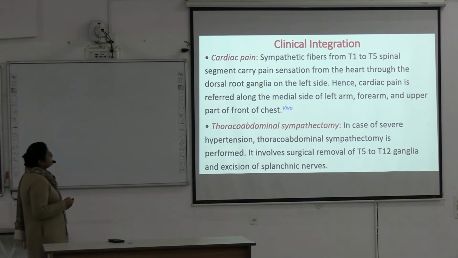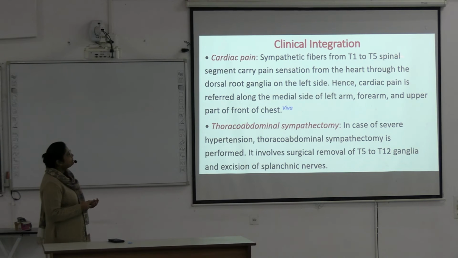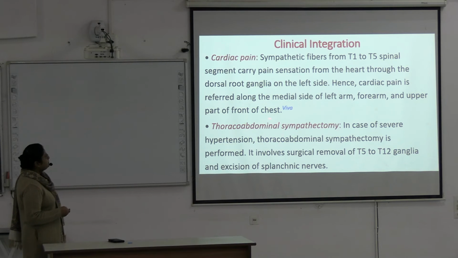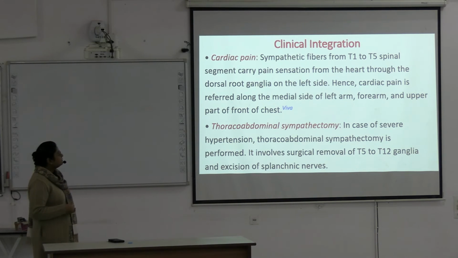For cardiac pain, sympathetic fibers from T1 to T5 spinal segments carry pain sensation from the heart through the dorsal root ganglion on the left side, and the cardiac pain is referred along the medial side of the left arm, forearm and upper part of the front of the chest. And thoracoabdominal sympathectomy is done in case of severe hypertension. It involves the surgical removal of T5 to T12 ganglia and excision of the splanchnic nerves.